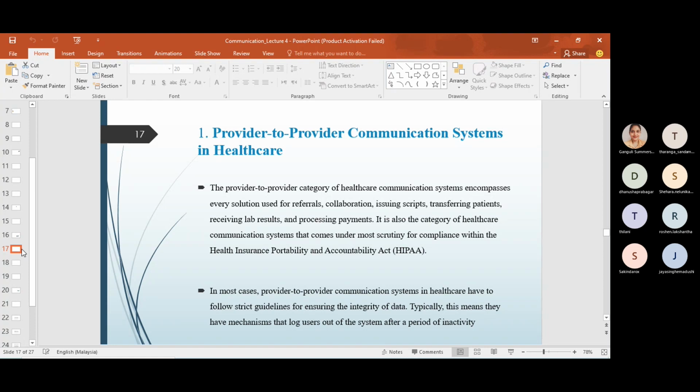Okay, so to receive the lab results, this hospital will have to keep communicating with that external lab that they are working with. So it is a provider to provider communication system, because both the hospital and the lab are healthcare providers. Okay, and then processing payments. In these kinds of scenarios, healthcare providers have to network with other healthcare providers. So for this purpose, we have provider to provider communication systems.